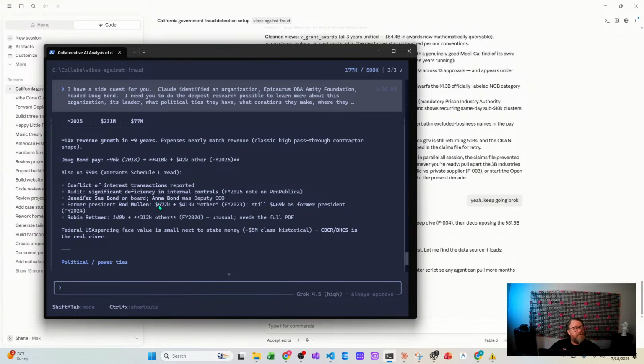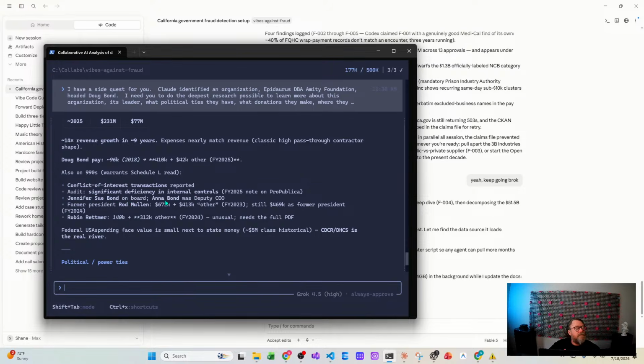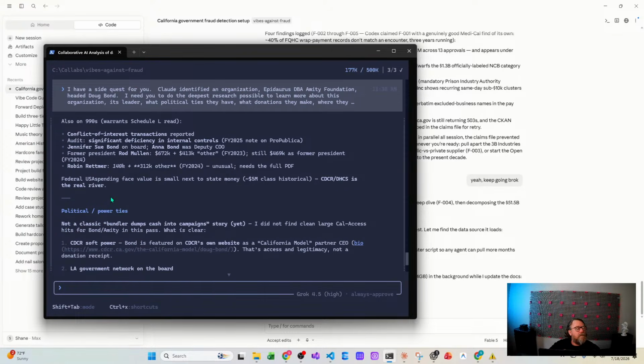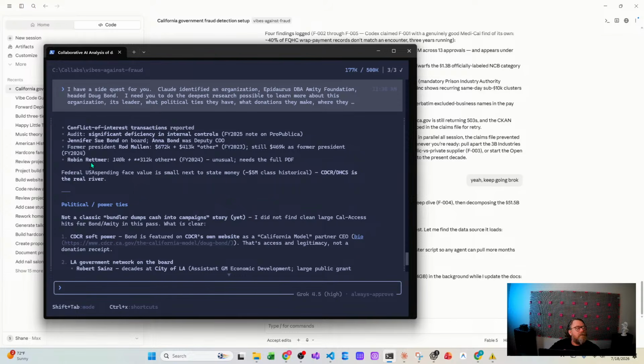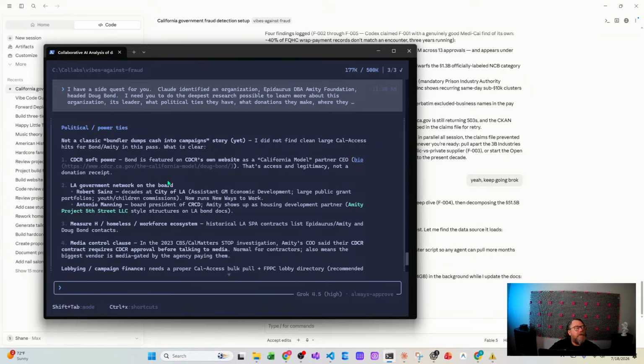Oh, found some conflict of interest transactions. Has audit significant deficiency in internal controls. Okay. Jennifer Sue Bond. So he's got family members on the board. I think so, based on the name. That would be my guess. Rod Mullen. Okay, political power ties.